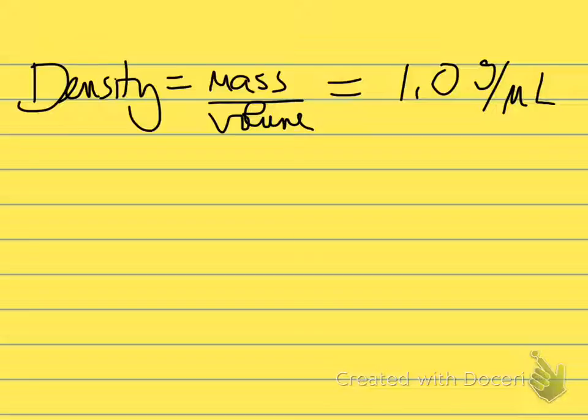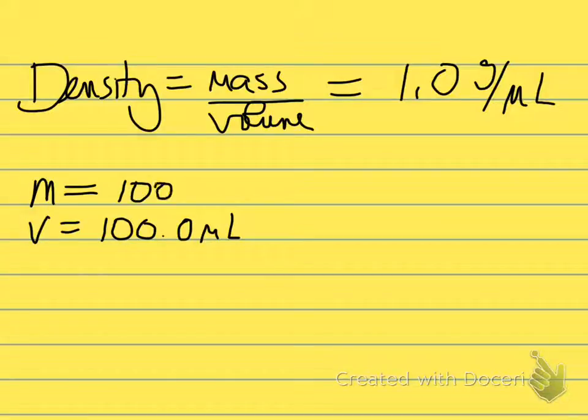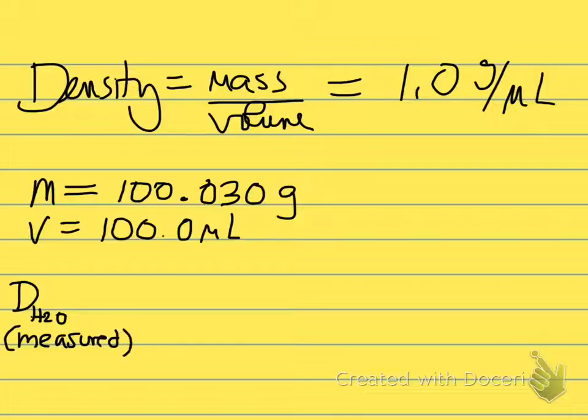Well, let's say that when you measure your sample on your balance with your graduated cylinder, you are reading 100.0 milliliters of water, but you're getting a mass of 100.030 grams. I could ask you a question like this. What's your percent error? Well, what steps do you have to take first to solve this problem? So first you have to find your measured density of water.